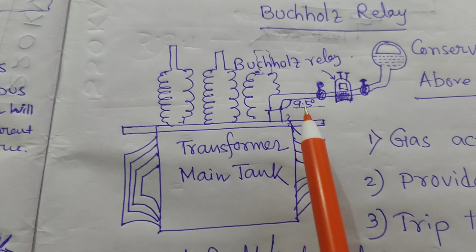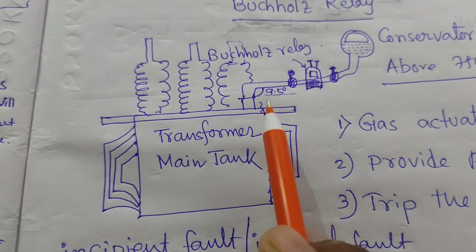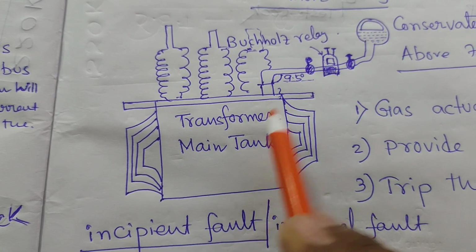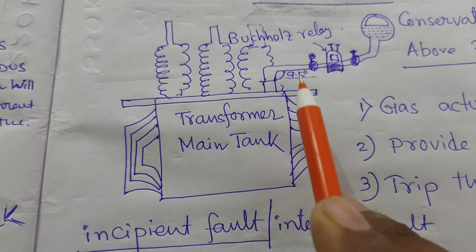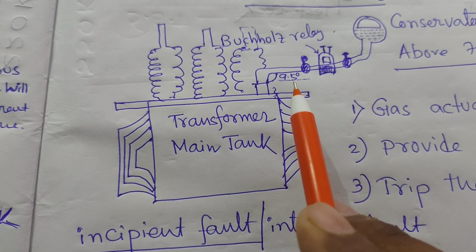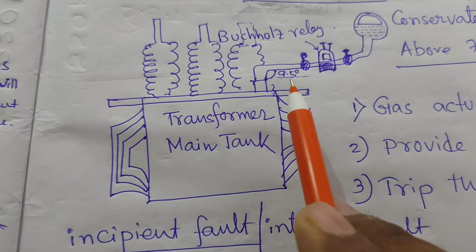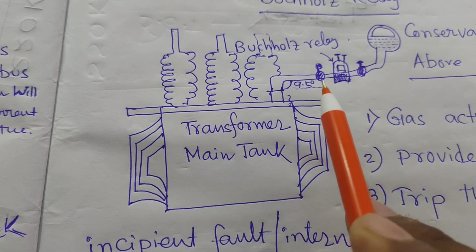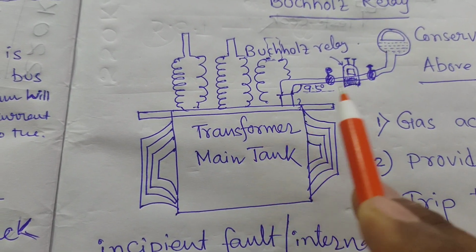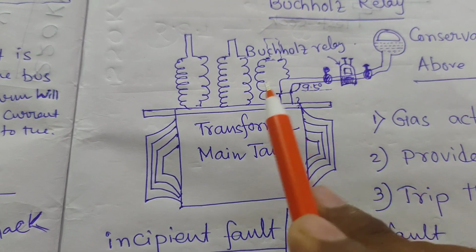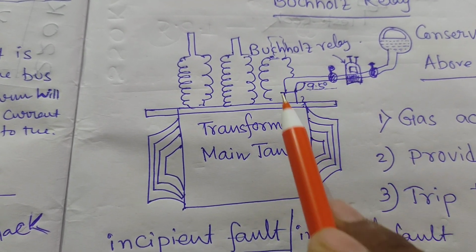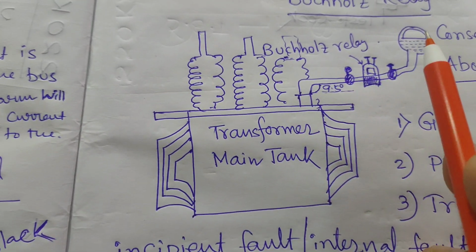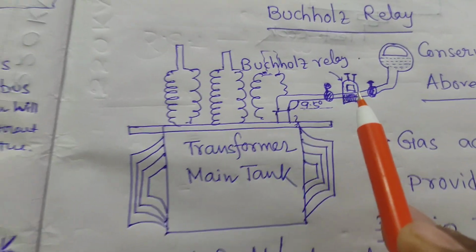So we have to identify and know what is the angle of this pipe from the main tank of the transformer to the conservator. It obviously comes in the examination or any interview question: 9.5 degree. So the angle is 9.5 degree. By help of the 9.5 degree, this pipe between the conservator tank and the main tank is installed for the betterment of the protection of the gas actuated relay.